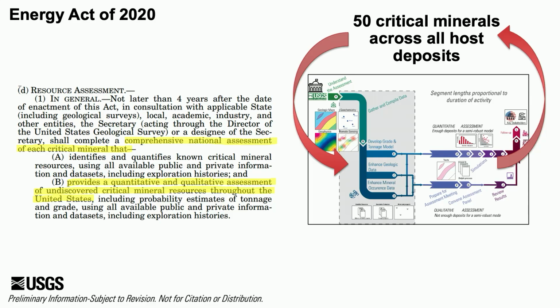It typically takes about 2 years to do an assessment for a single deposit type for a commodity. So for 50 critical commodities, that's 100 years. So clearly, we need to find ways to accelerate that timeline, and we need to be creative in how we can do more with the existing funds and staff.